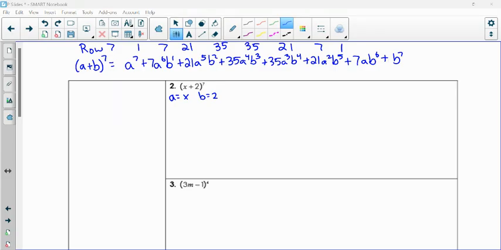All right, so again, anywhere there's an a, you're putting an x. So it'd be x to the 7th plus 7, and then it'd be x to the 6th. So I'm putting an x in for the a, and then times b, which is going to be 2. So that's what we have so far. We've taken care of the first two terms so far.